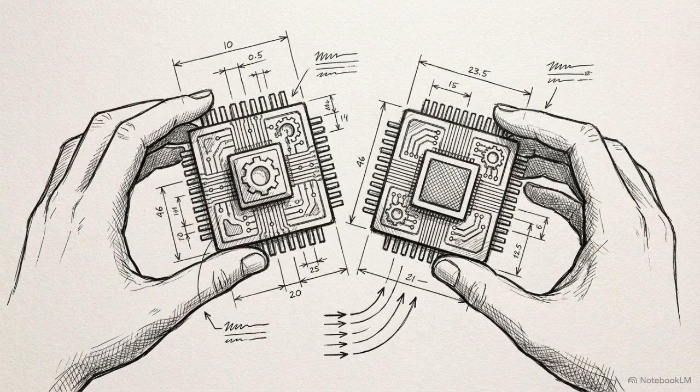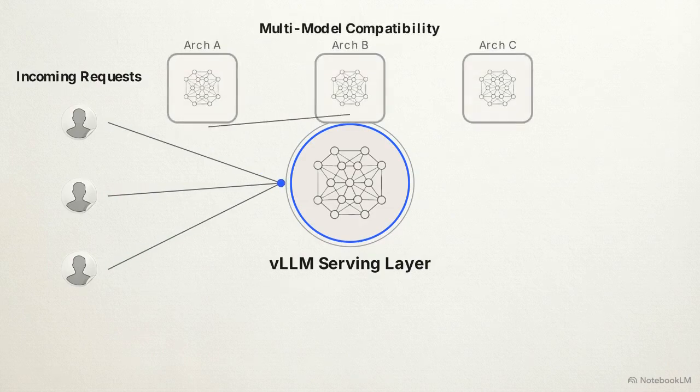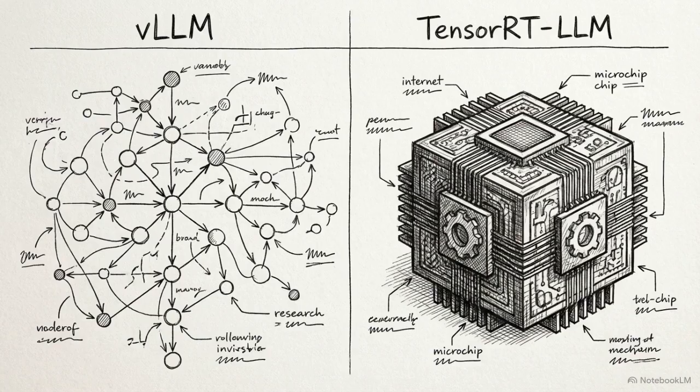Engines like vLLM operate as general-purpose serving layers. They are ideal for rapid deployment, multimodal flexibility, and leveraging a large open-source ecosystem. This comparison matrix highlights the alternative, TensorRT-LLM. Rather than serving, it acts as a hardware-optimized compiler, designed for hyperscale, fixed hardware environments.